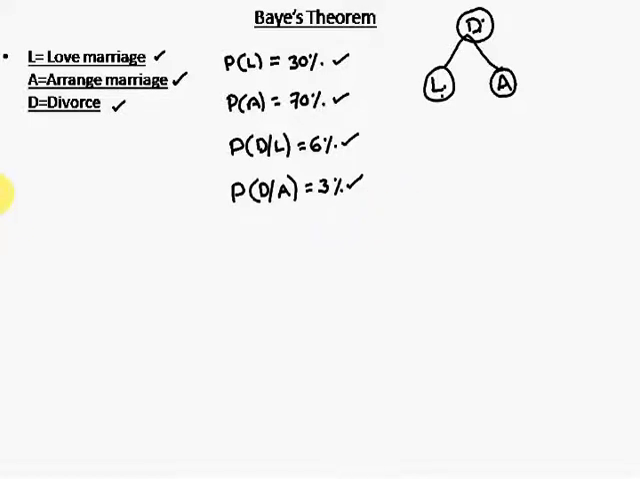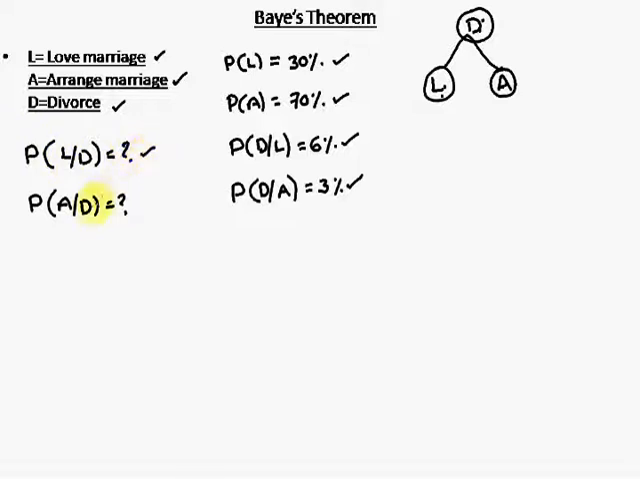Then what are the questions he may ask? You reverse this, that is probability of L given D occurs, how much. Similarly probability of A given D occurs, how much. What is the meaning of probability of L given D occurs? L is love marriage, D is divorced. In a society, if you choose a person and he is divorced, what is the probability that he has a love marriage?